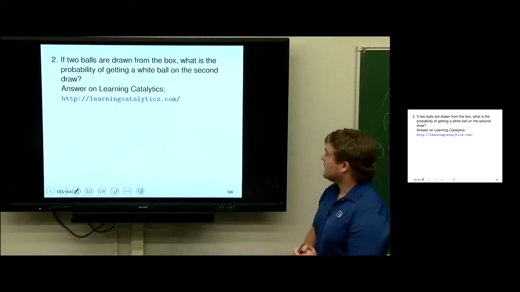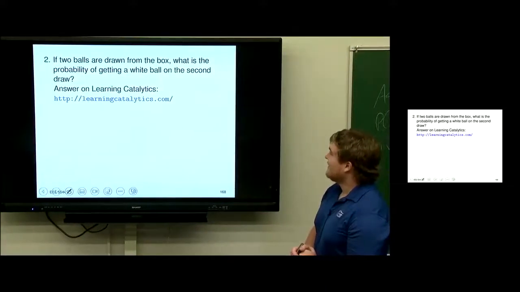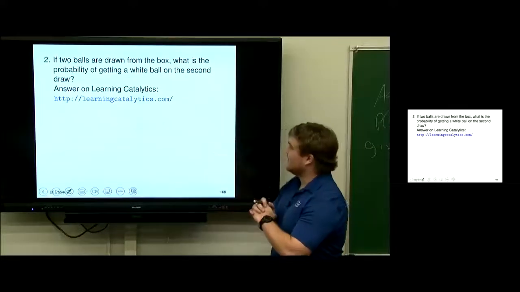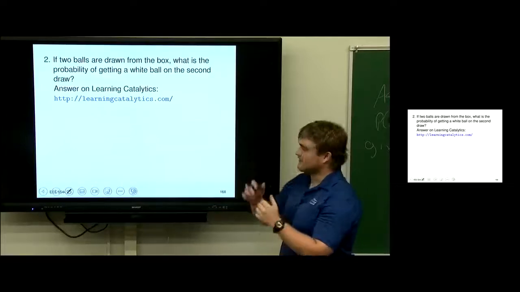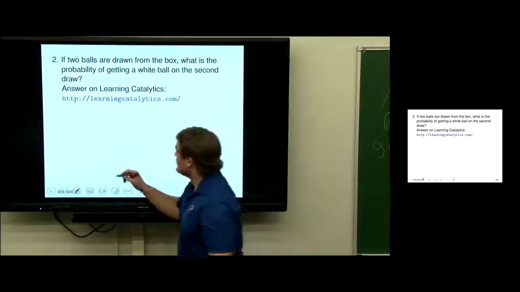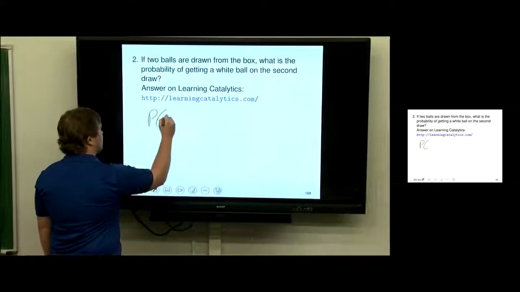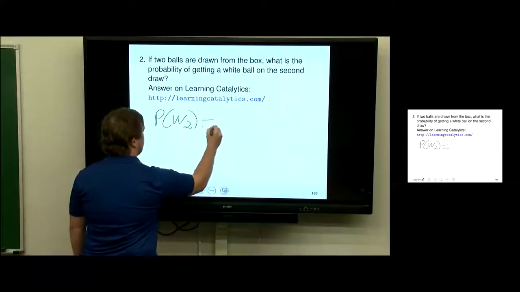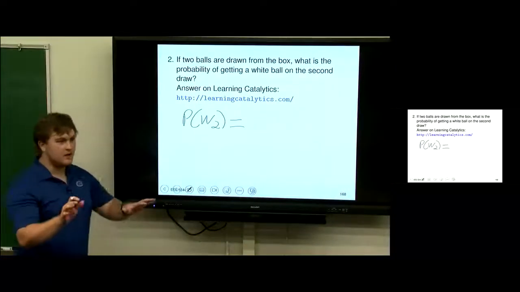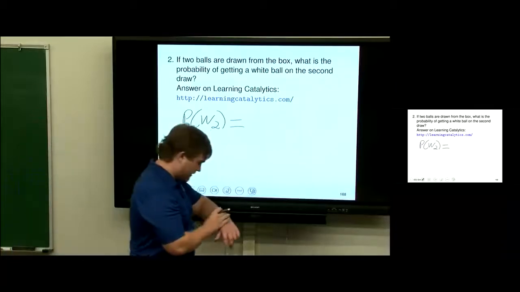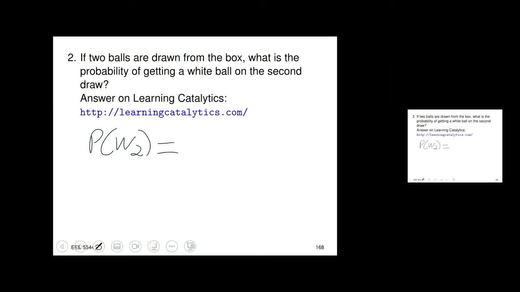Again, no more learning catalytics for today, but a second question, last one for today. If 2 balls are drawn from the box, what is the probability of getting a white ball on the second draw? So I'm asking, what's the probability of W2? I'll spend a couple minutes just thinking about it. Are we assuming the balls are drawn at the same time? Sure. It doesn't matter. You can think of it as drawing the same.